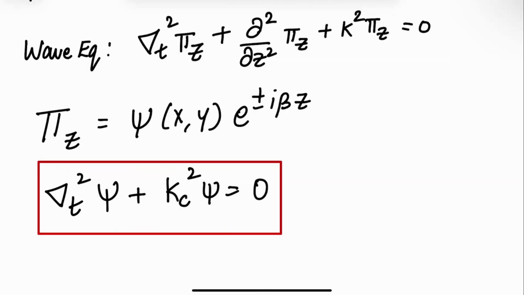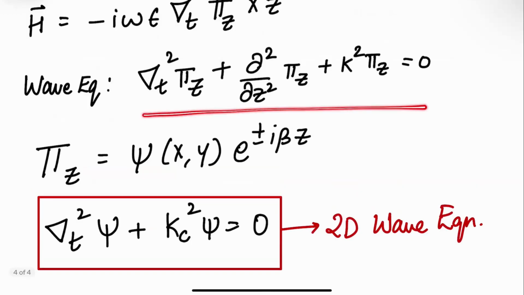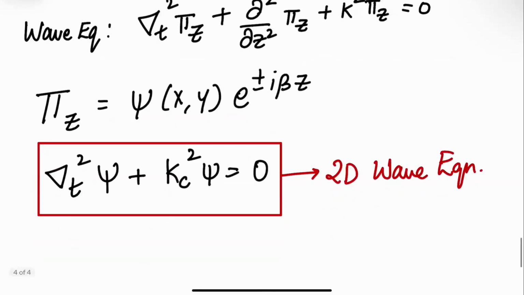Okay, so this is a 2D wave equation. Essentially we went from the vector wave equation to a 3-dimensional scalar wave equation, and from that into a 2-dimensional scalar wave equation. And that's nice, right? So how did that happen?